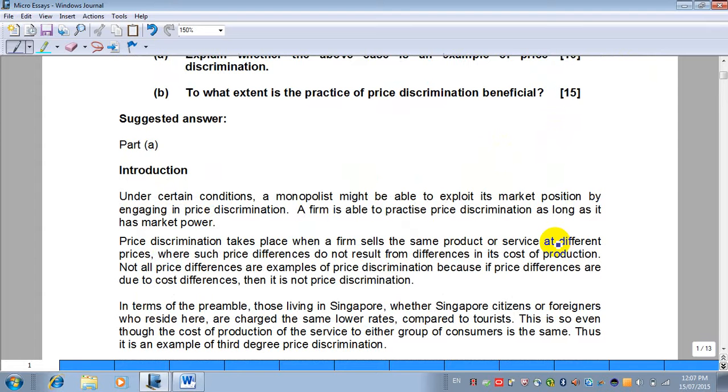So first of all, I give the definition of what price discrimination is: when a firm sells the same product or good at different prices, but it is not a result of the cost of production. And that is price discrimination. It's like you're discriminating against a particular group of people. You're charging them higher prices, right?